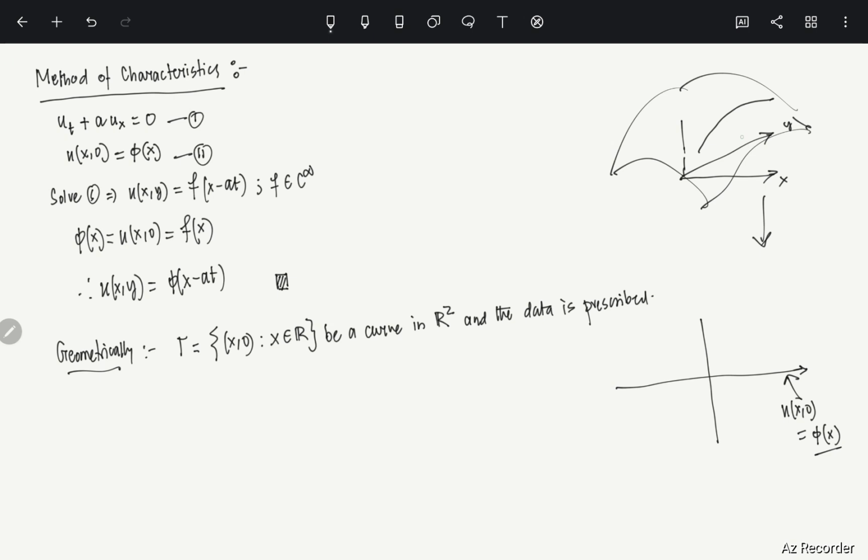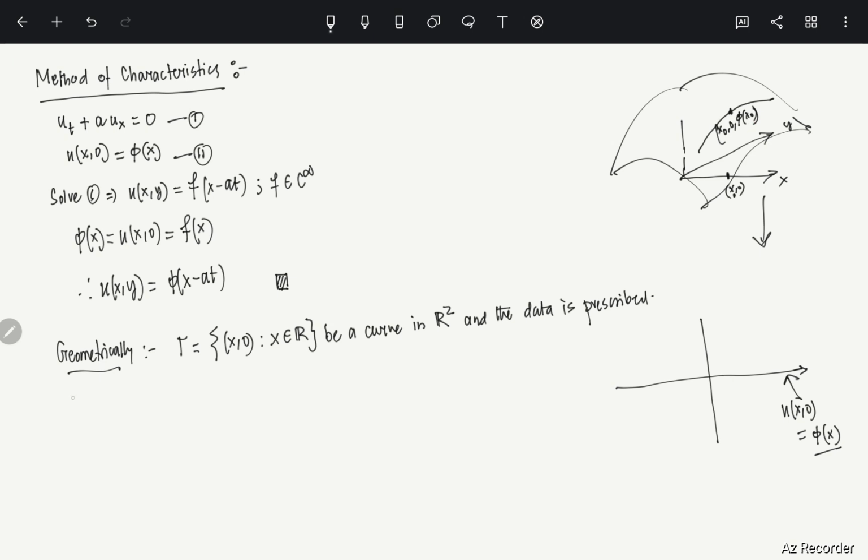So if you look at any point on that curve, how does it look? The point will be (x0, 0), and the height is given by phi of x0. So the coordinate here will be (x0, 0, phi of x0).